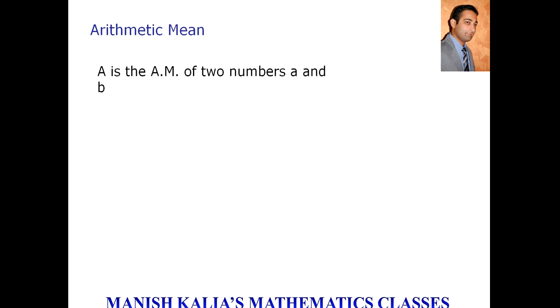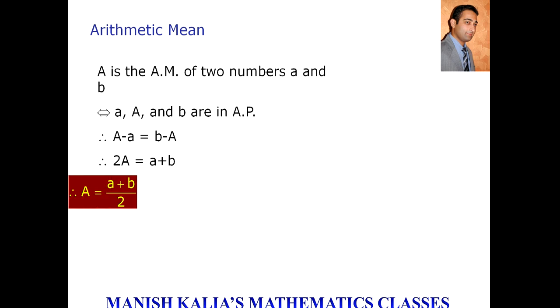Now the arithmetic mean. If A is the arithmetic mean between two numbers a and b, then the single arithmetic mean A is that number which, when inserted between a and b, will form an AP. Applying the properties of an AP, we find the value of that mean, which is equal to a plus b by 2.